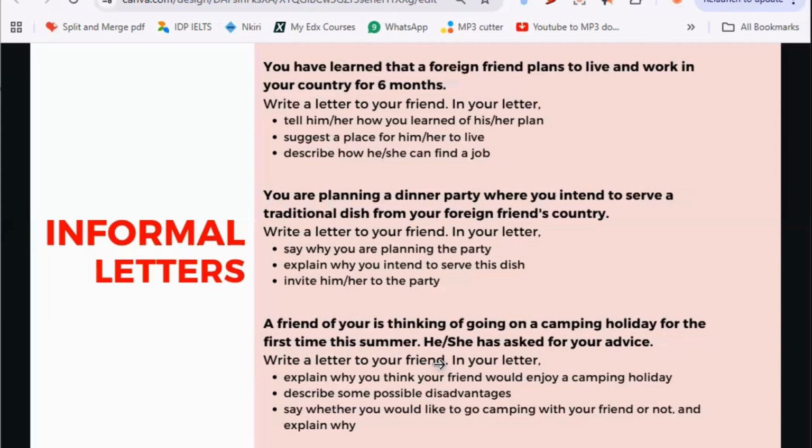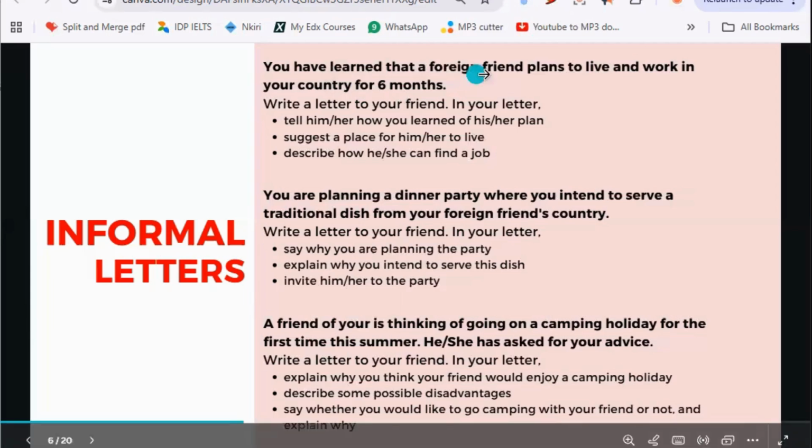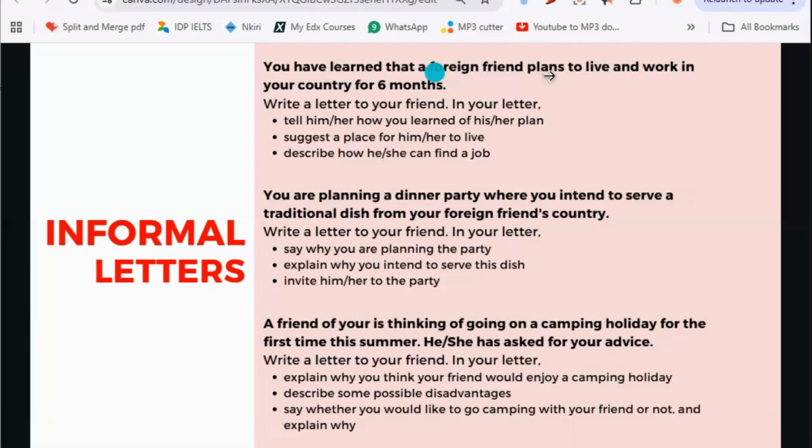Okay, so look at the examples here. You have learned that a foreign friend plans to live and work in your country for how many months? 6 months. Write a letter to your friend. In your letter, tell him or her how you learned of his plan. Suggest a place for him or her to live. Describe how he or she can find a job. So these things must be dealt with in the main body of your letter. You're going to see 3 bullets that must be dealt with. Okay, look at the second one. You are planning a dinner party where you intend to serve a traditional dish from your foreign friend's country.